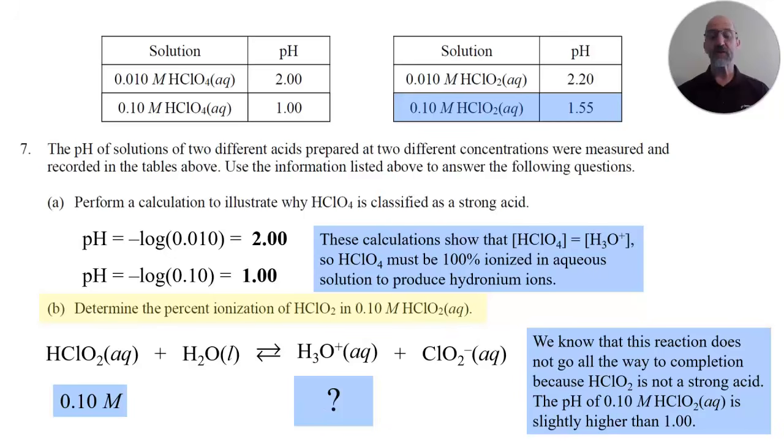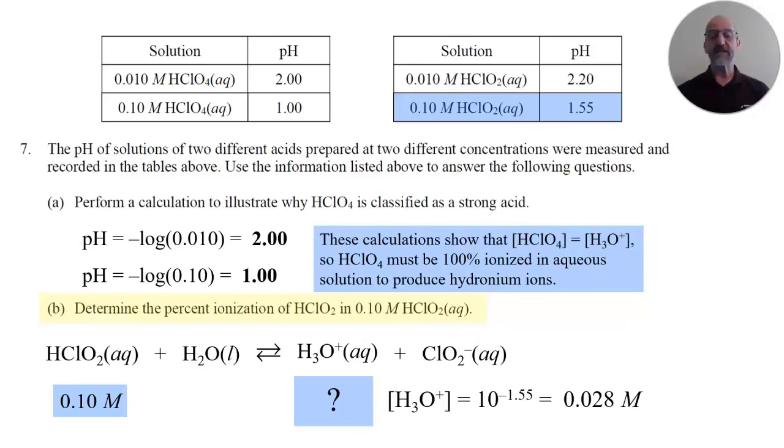And all we have to do is take 10 to the minus 1.55 to get the concentration of the hydronium ion. So 10 to the minus 1.55 gives us 0.028 molar for the concentration of the hydronium ion. Now, it's asking for percent ionization. And if you're watching this video and you haven't heard exactly what percent ionization is, it's coming up in topic 8.3 in just a moment.